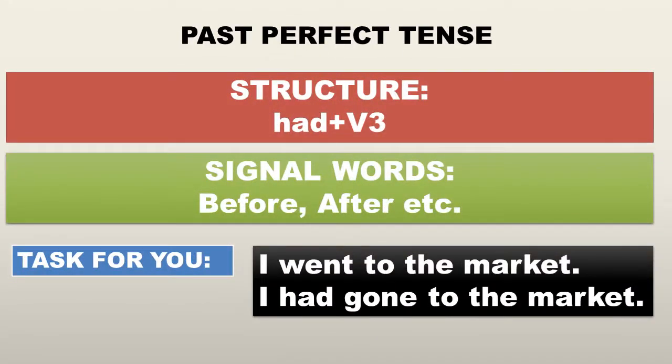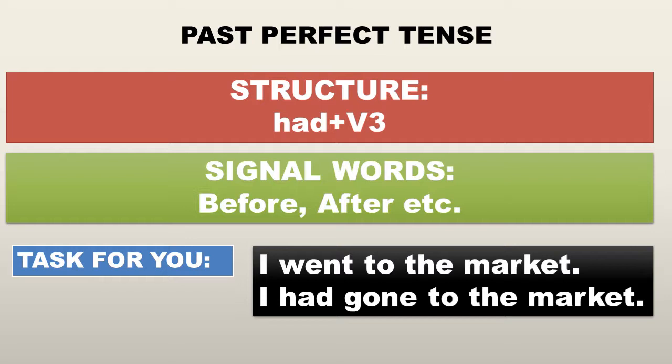Before I say anything about past perfect tense, I would like to assign you a task. As you can see at the bottom of the screen, two sentences are written: I went to the market and I had gone to the market. What I want you to do is translate these two sentences into your mother tongue. And if you translate, you will see that both the translated sentences are the same. So what does it mean?